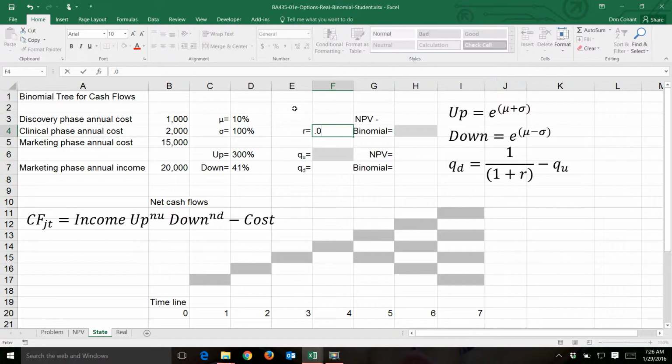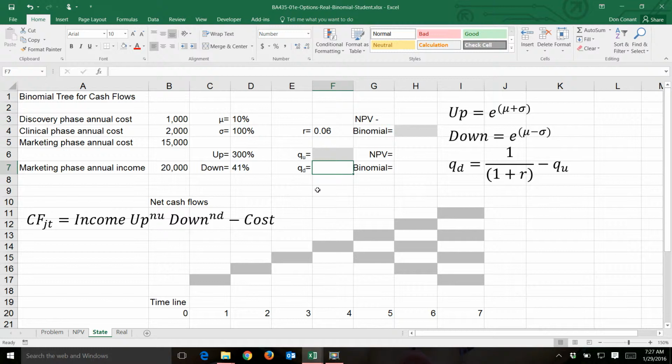We're provided with R. R was 0.06. We can calculate the probability of state down. However, we will not get probability of state up until we complete the entire worksheet, so we'll have to wait for that. Let's go ahead and calculate the probability of state down. We have that formula right here.